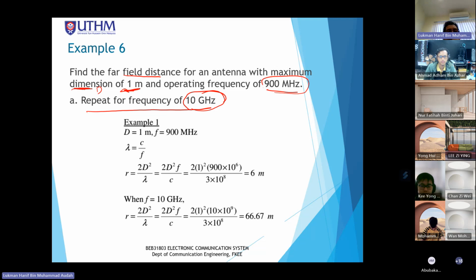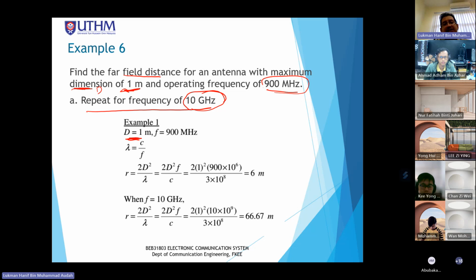So far field region, as we have learned, is equal to 2d square over lambda. We have been given the d parameter, the dimension or the diameter, which is 1 meter. Don't be confused: the dimension here means the diameter of the antenna surface.